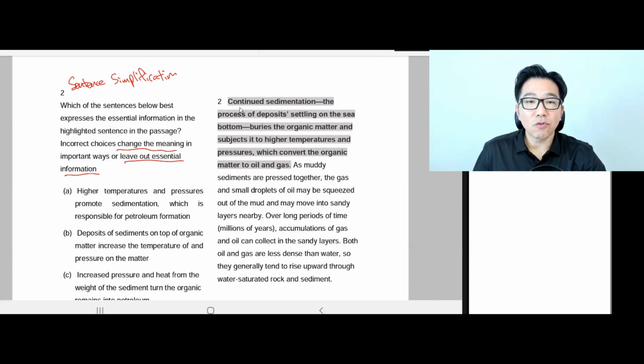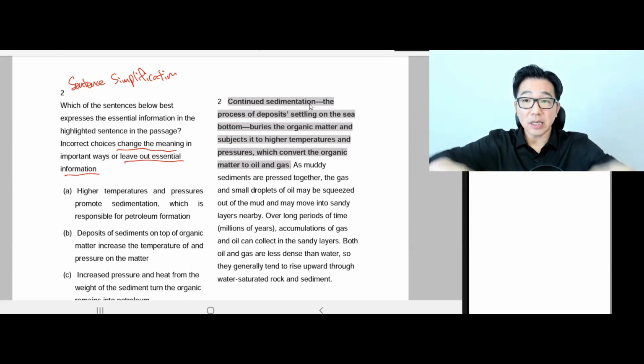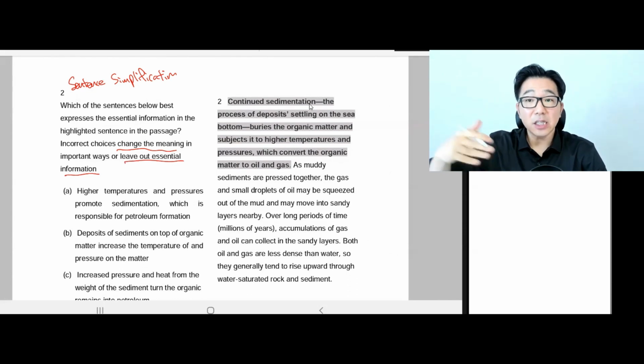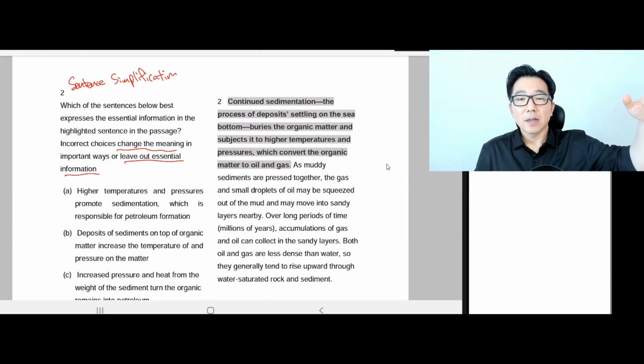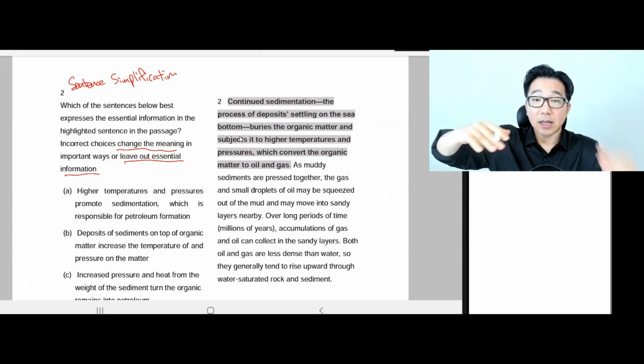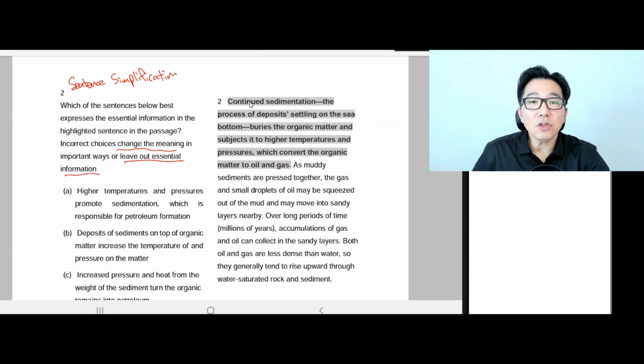So let's read this highlighted sentence. Continued sedimentation. So it's being accumulated continuously. It means the process of deposits settling on the sea bottom. Sedimentation means something settling at the sea bottom, so continuous sedimentation must mean that continued process. This sedimentation is being accumulated, getting built up. So continued sedimentation is the subject here.